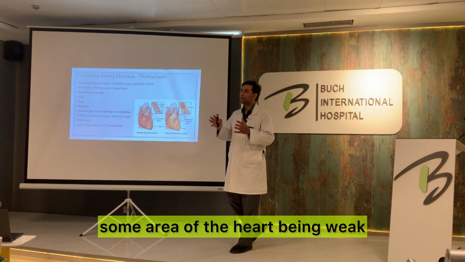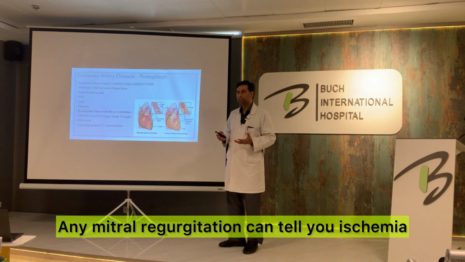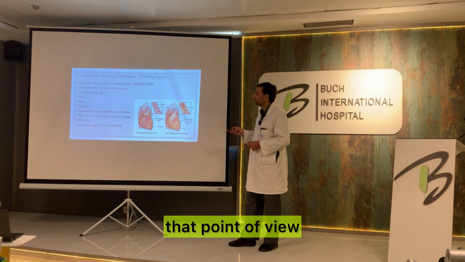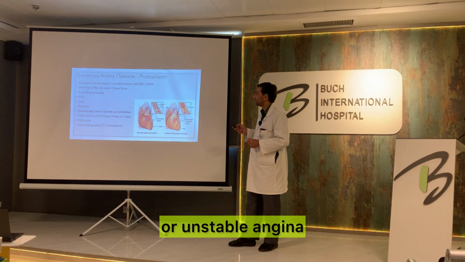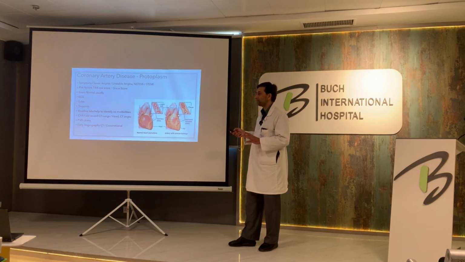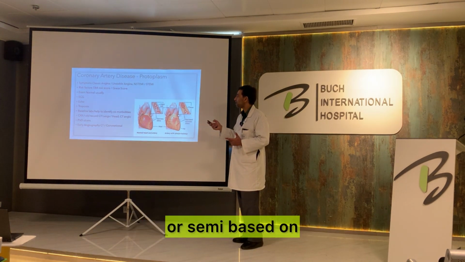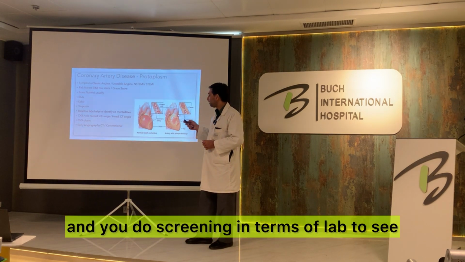Echo can give us some idea if they have some structural changes. Some area of the heart being weak, any mitral regurgitation can tell you ischemia. So echo is a good test from that point of view, but it can be normal in many of these cases with angina or unstable angina. Troponin we spoke about, because once this is positive, that becomes a class 1 indication. It's an MI, whether it's non-STEMI or STEMI based on what the ECG is showing.